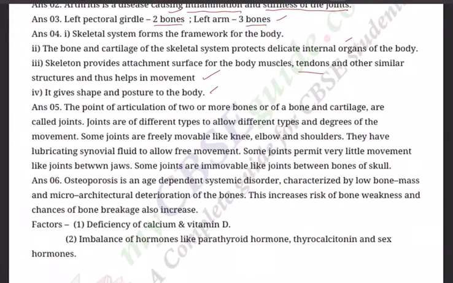Question number 5, the point of articulation of 2 or more bones, or of a bone and cartilage, are called joints. Yesterday we discussed varieties of joints that are present in our body, with location, where exactly they are present. Joints are of different types to allow different types and degrees of movement. Some joints are freely movable, like knee joint, elbow and shoulders. They have lubricating synovial fluid.